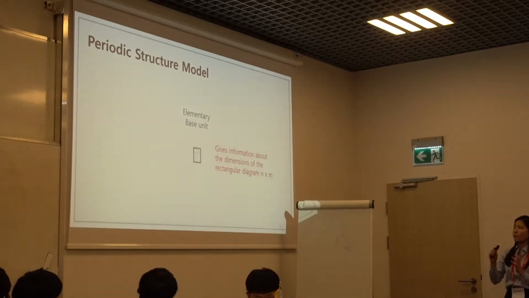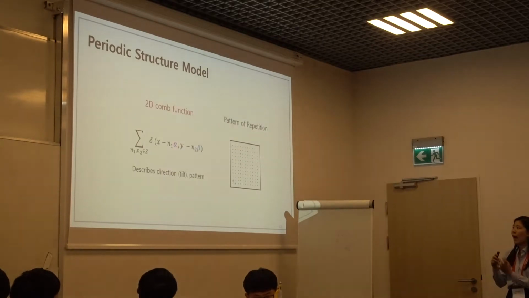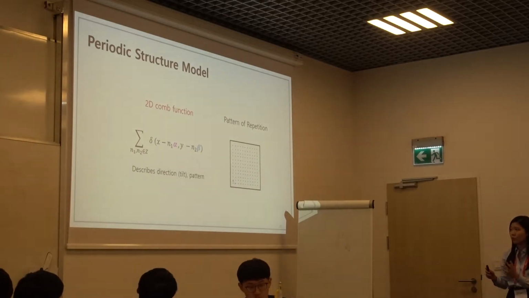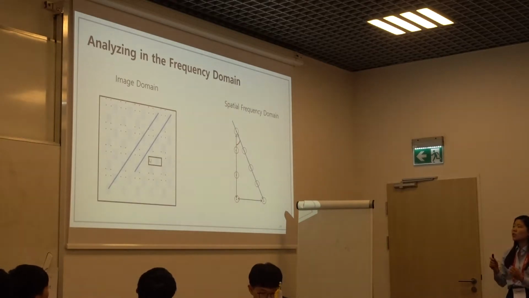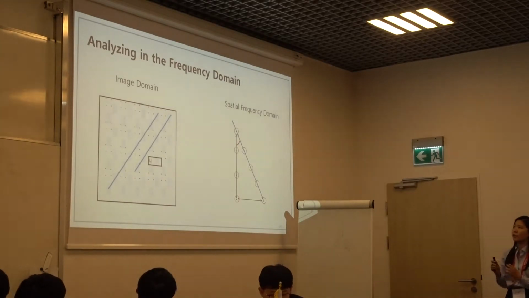And also, this is important because the elementary base unit will give us the information about the dimensions of the rectangular diagram, while the pattern of repetition itself, defined by the 2D comb function, will help us describe the tilt, which is the direction, and also how the pattern is shaped. So with this, we're going to analyze the frequency domain.